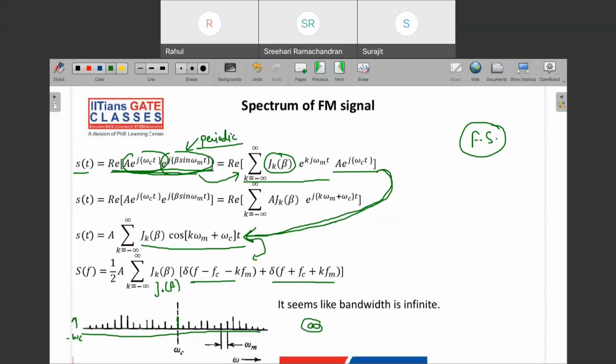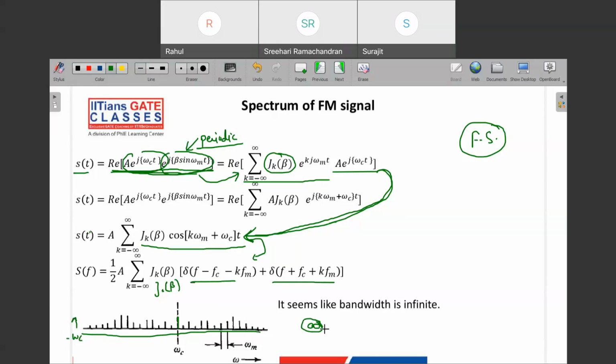But we know that we cannot use infinite channel bandwidth because the spectrum is very costly and we want to use it optimally and efficiently. So what we do here is consider only those parts which have a significant amplitude, and we don't care about the parts which have very little amplitude.